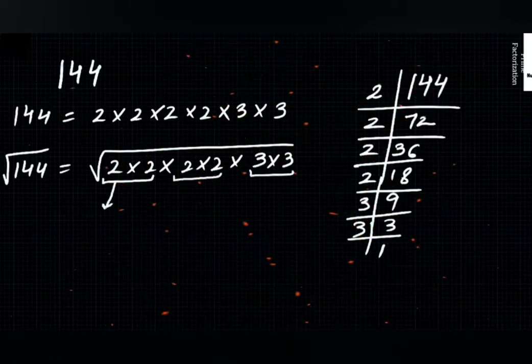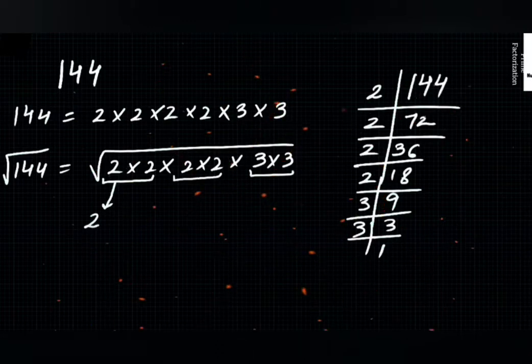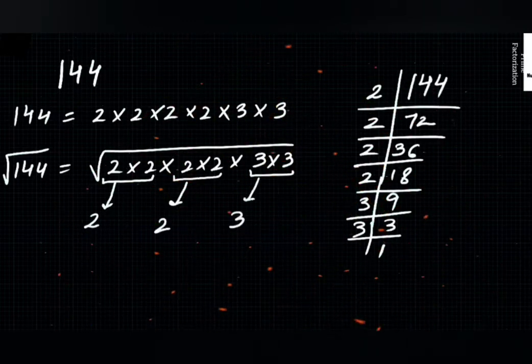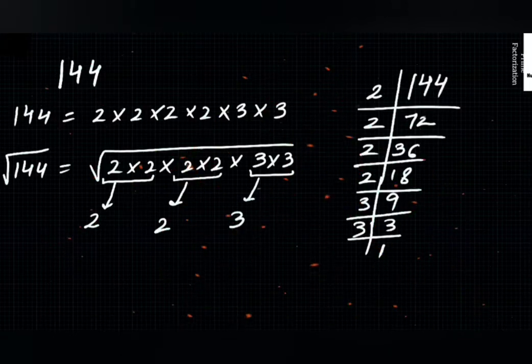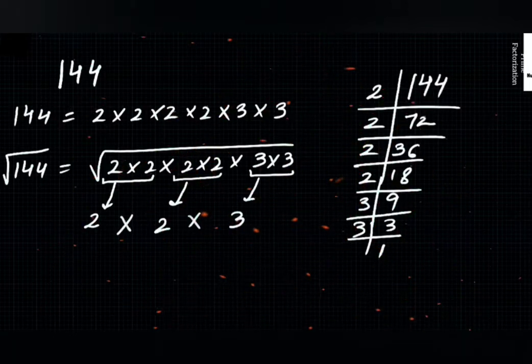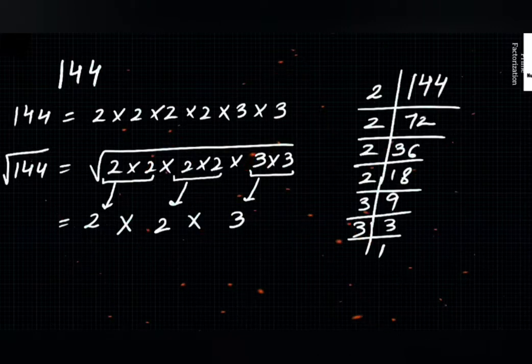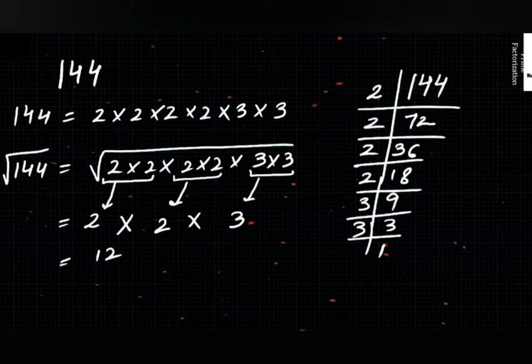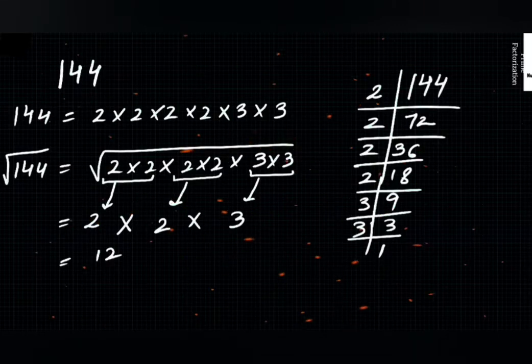Now out of each pair we will only take one number out. So from here 2 and from here 3. So we are left with 2 multiplied by 2 multiplied by 3. Clear? If you multiply, you will get 12. So see how easily we have found the square root of 144 as 12 using this method. I hope it is clear now.